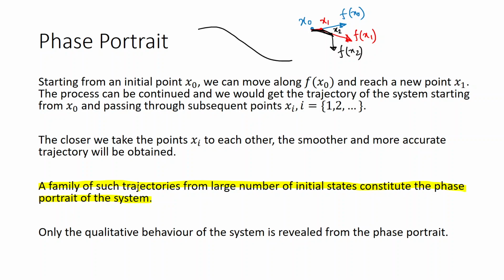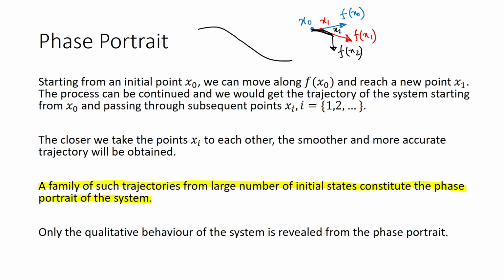A single trajectory does not form the phase portrait. A family of trajectories forms a phase portrait. So now you have a more or less understanding of how the system behaves. You will obtain a sort of behavior of the system by looking at the phase portrait. You will come to understand a behavior. However, this behavior is only a qualitative behavior.